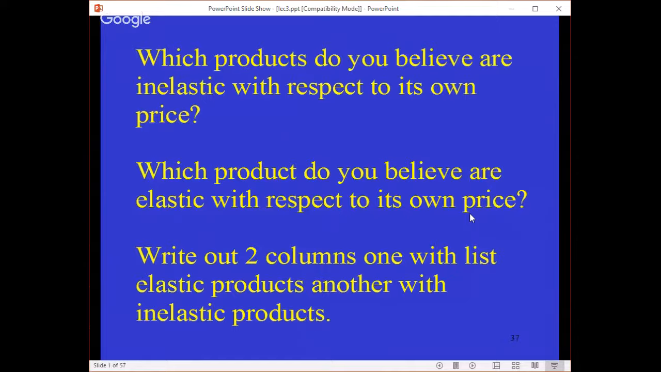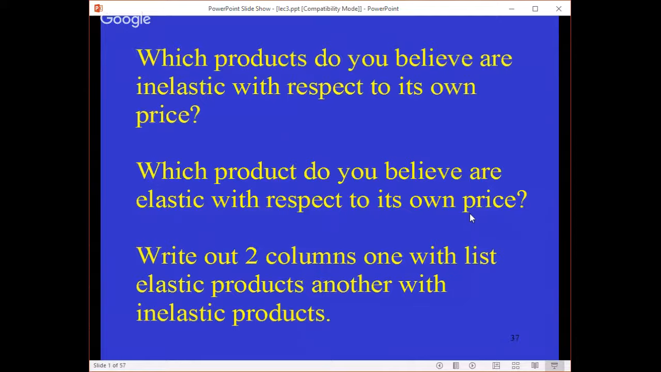Yeah, someone mentioned gas. It's surprising, it's usually the first thing I hear mentioned. Gas, at least in the short term, is very inelastic. You need to get places. You need to get to class, you need to get to work. So you're going to keep buying gas, even when the price rises, at least in the short term.